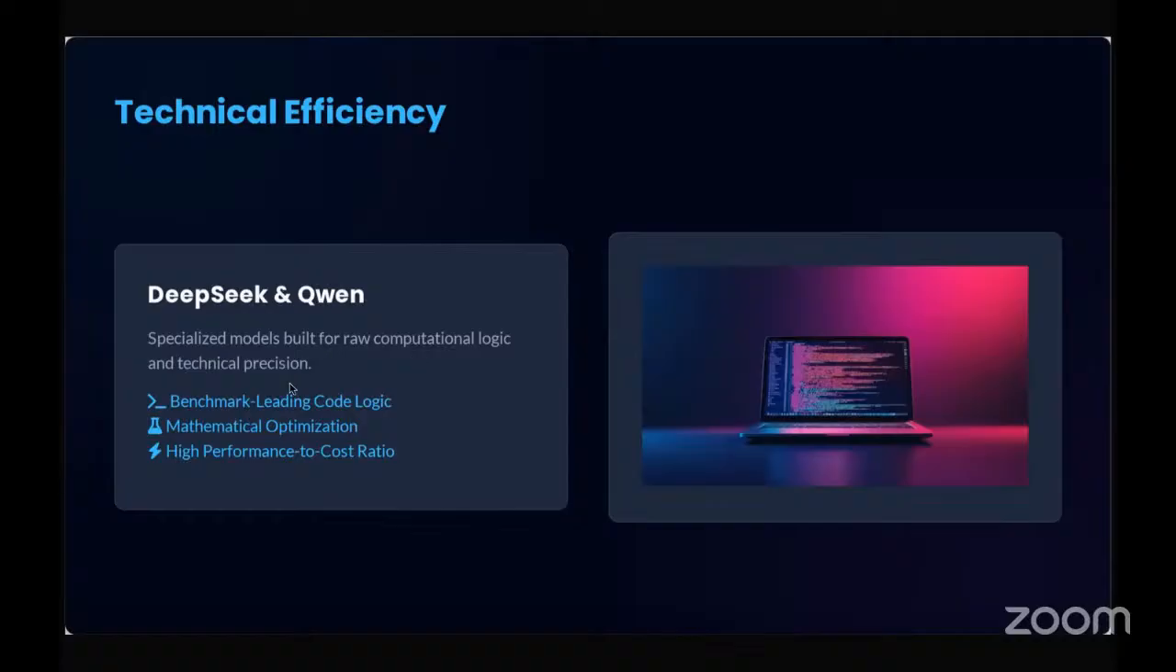So this is what you want to do. They have benchmark-leading code logic, mathematical optimization, and a high performance-to-cost ratio. And they also don't have any sugarcoating. They will tell it to you as it is, the exact mathematical situation. Unlike ChatGPT, which cares about your feelings and emotions, these AIs only care about the math and the coding.